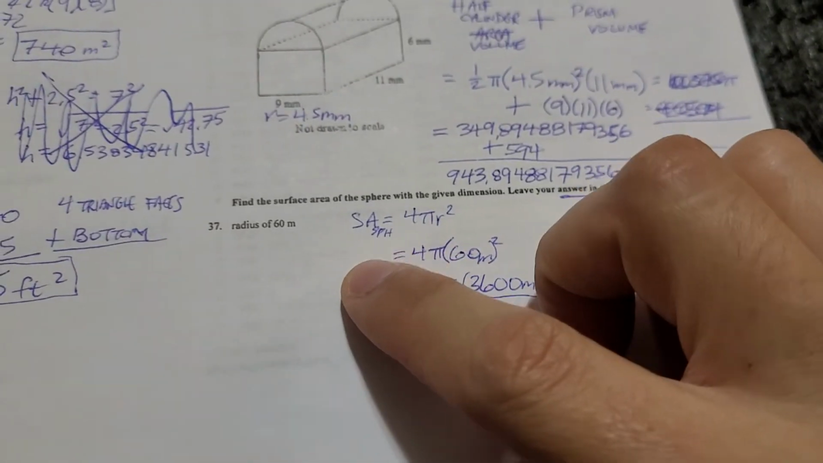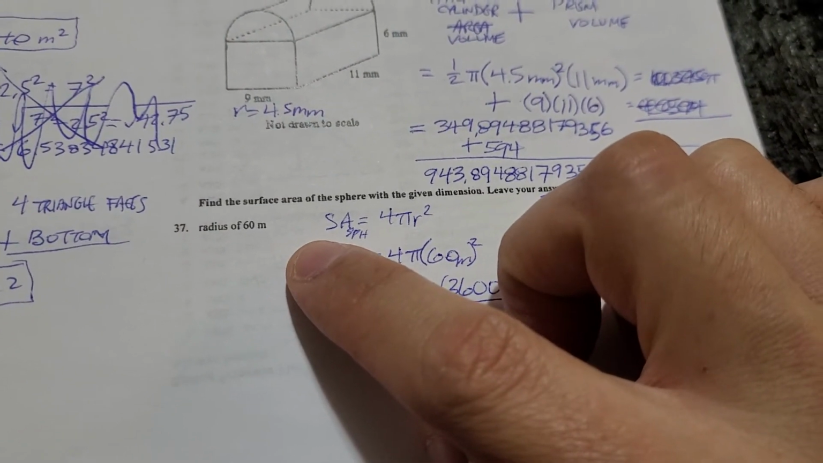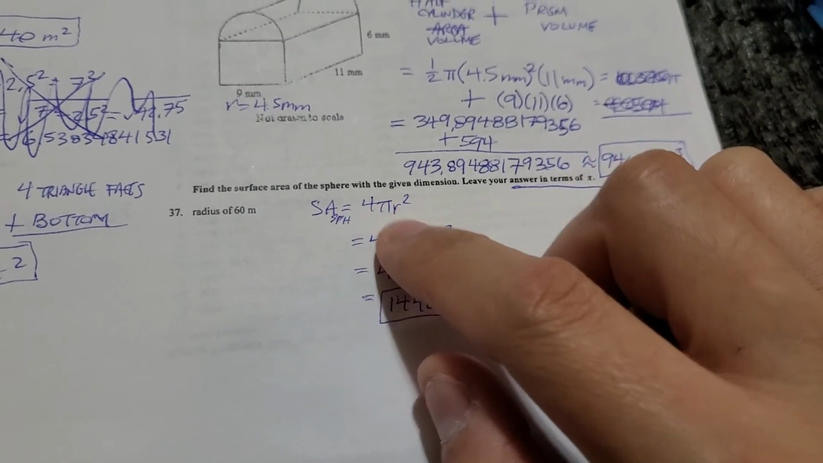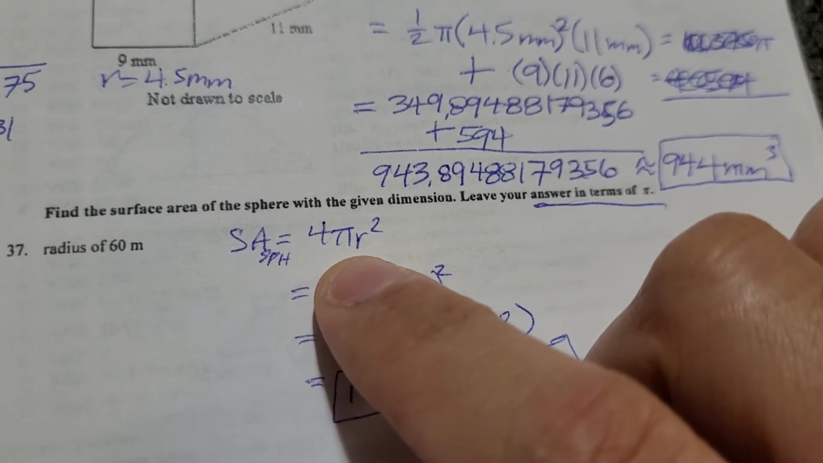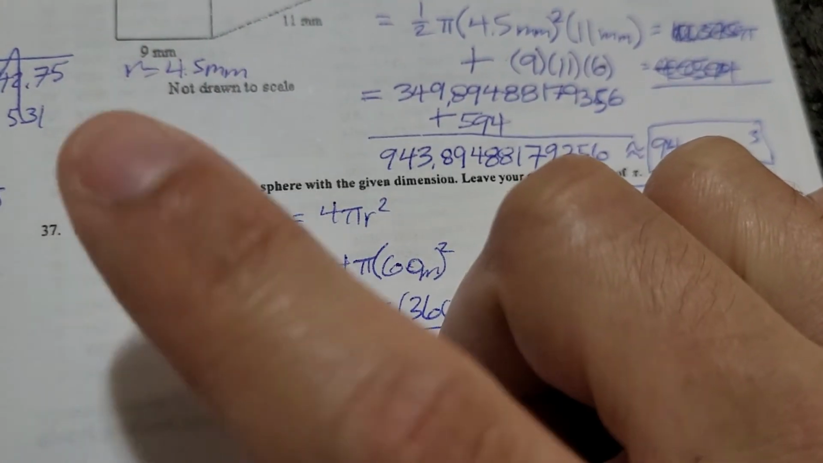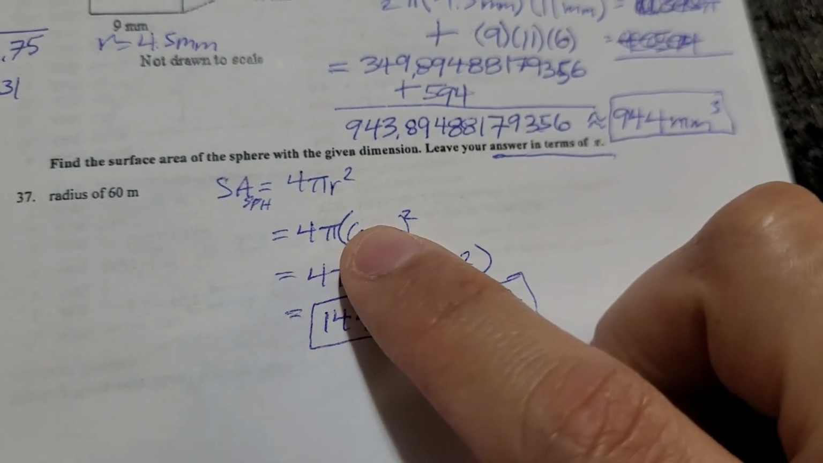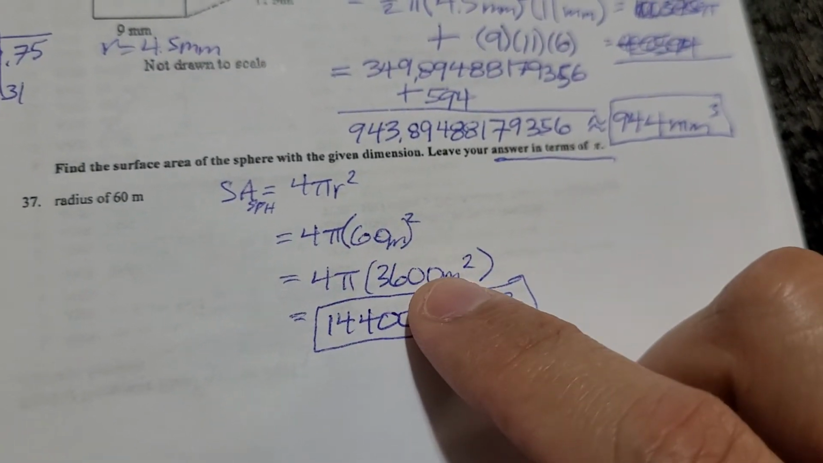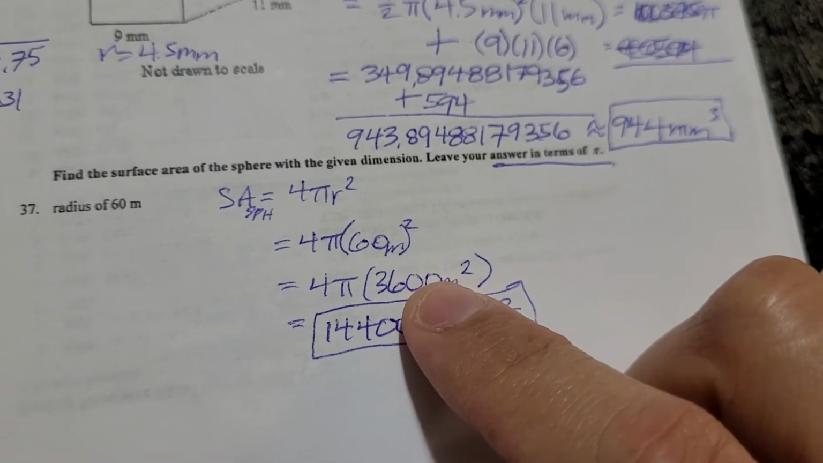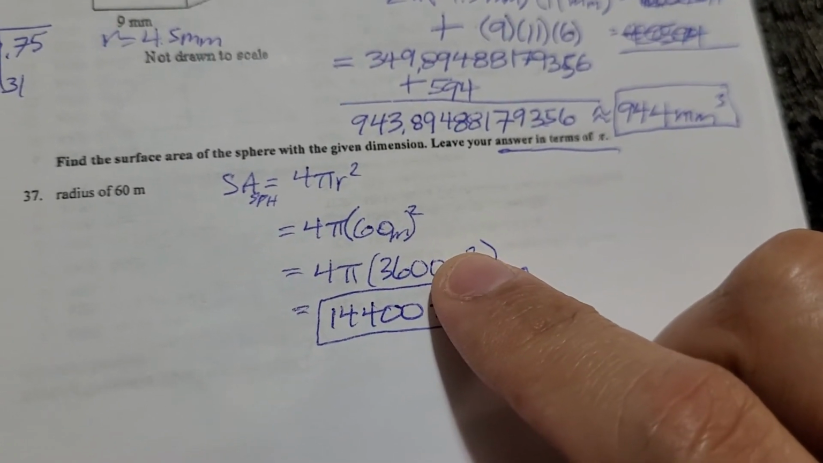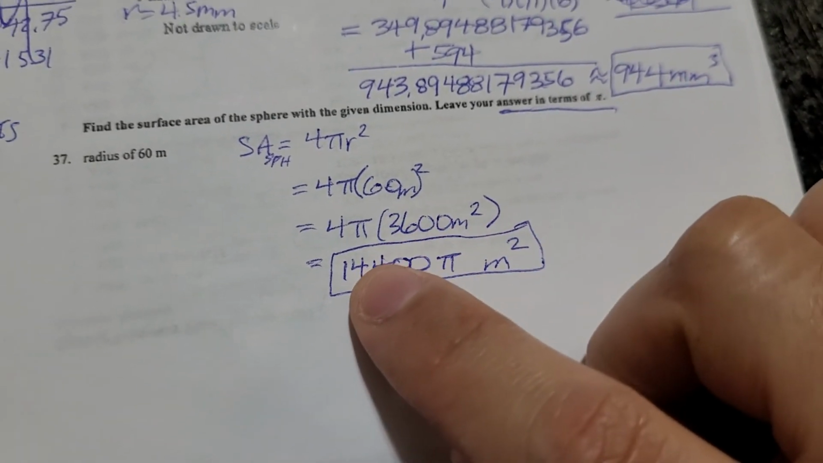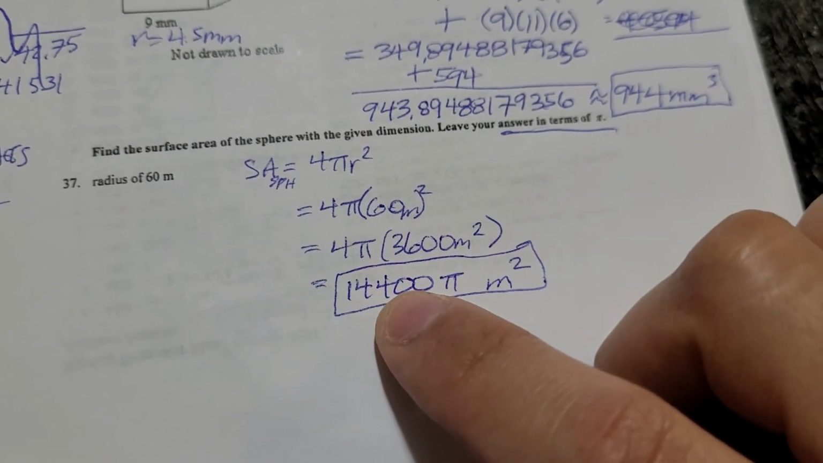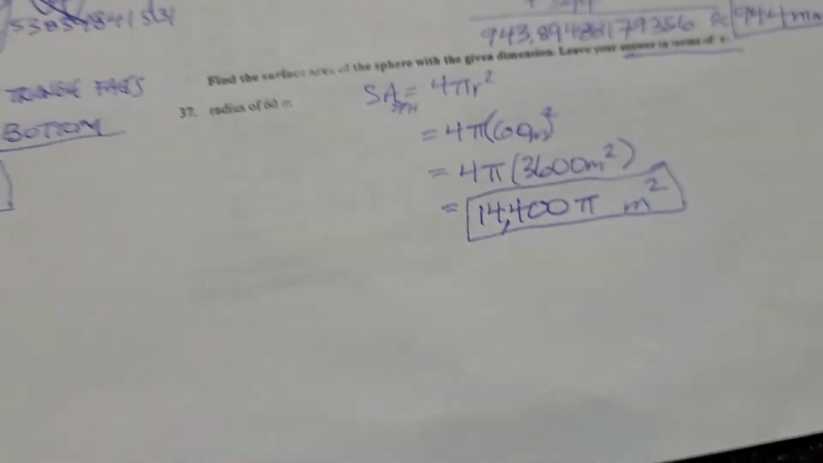Okay, number 37. We have a radius of 60 meters. We want the surface area of a sphere. Well, the formula is nice and simple. I'm just saying 4 pi r squared. They gave us my radius here, that's just 60. So 4 pi 60 squared. 60 squared is 3,600. And then I have to multiply by 4. So that's going to be 14,400 pi.